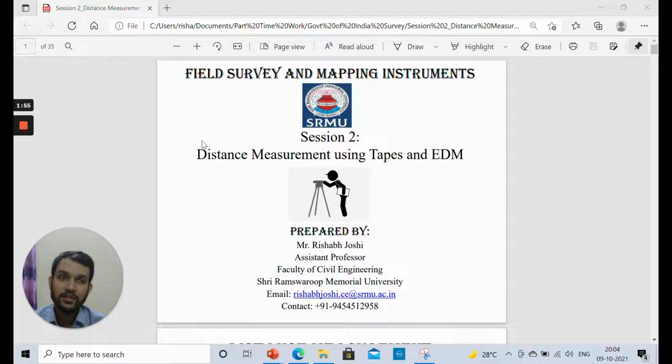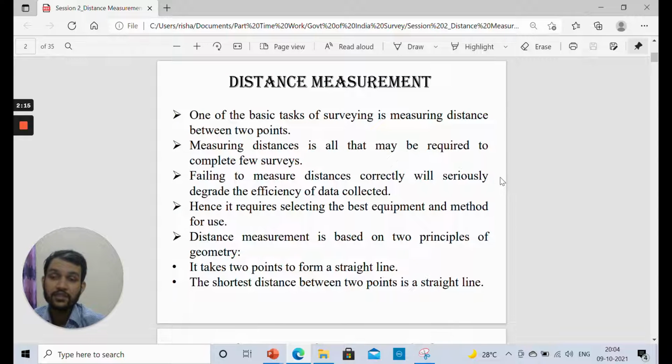We will discuss in detail the mechanism of this, what the mechanism is, the errors involved, why they are very less in the case of electronic distance measurement devices, and what the principle is. So these things, as we go forward, we will be discussing in detail. First things first, we will be discussing why distance measurement is important.